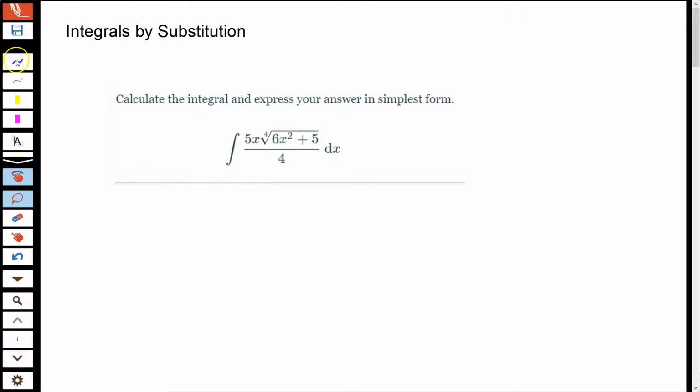In this lesson, we're going to tackle some uglier integrals. So you can see an example of what I'm talking about here. We have the integral of 5x times the fourth root of 6x squared plus 5 over 4, all with respect to x. So this is quite a bit uglier than the integrals we've seen previously, right? And if we try to look this up on our derivatives rule sheet, we wouldn't find it, right? There's no function whose derivative is just this that we know of.